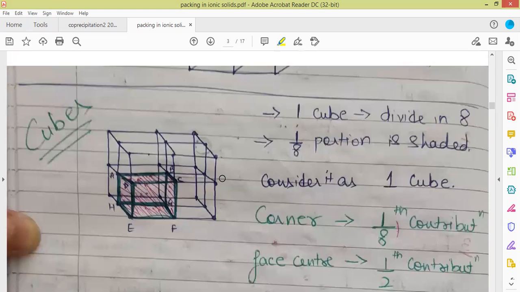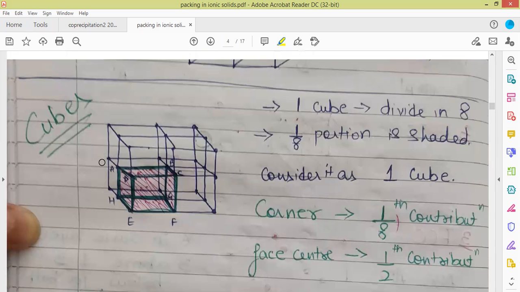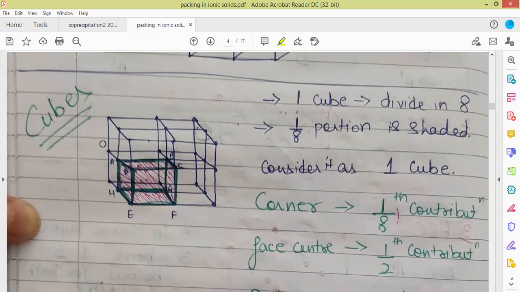So this is the figure where I want to show you how the atoms or spheres are present at particular positions. In case of face-centered cubic structure, the spheres, or we can say atoms, can occupy the following positions.